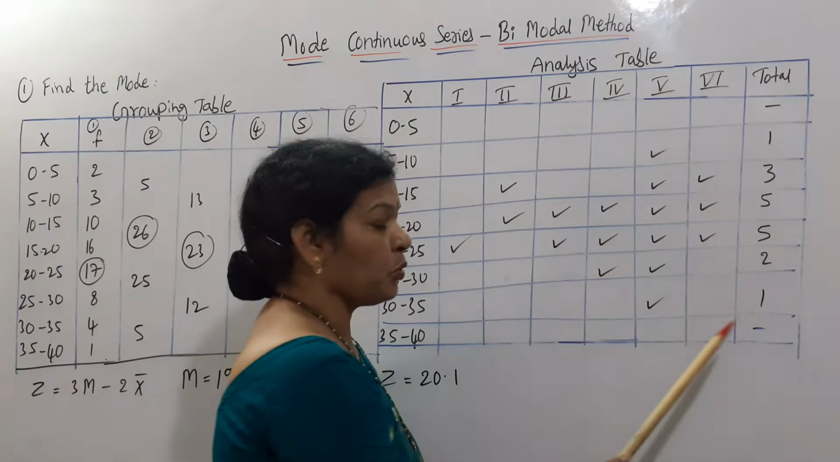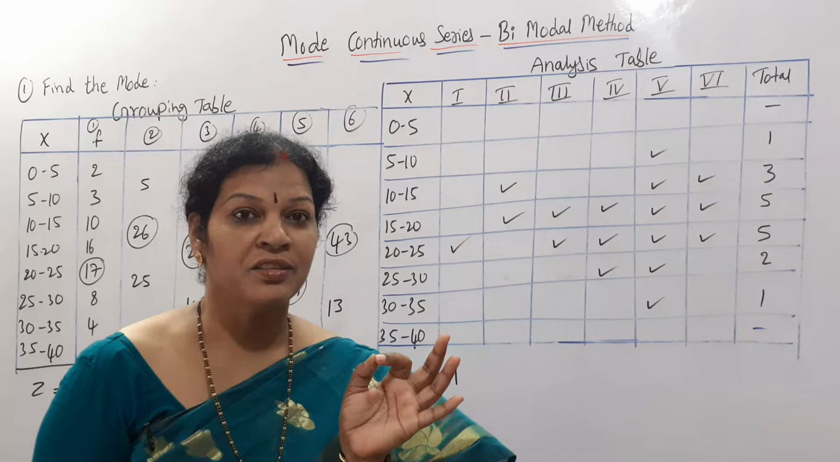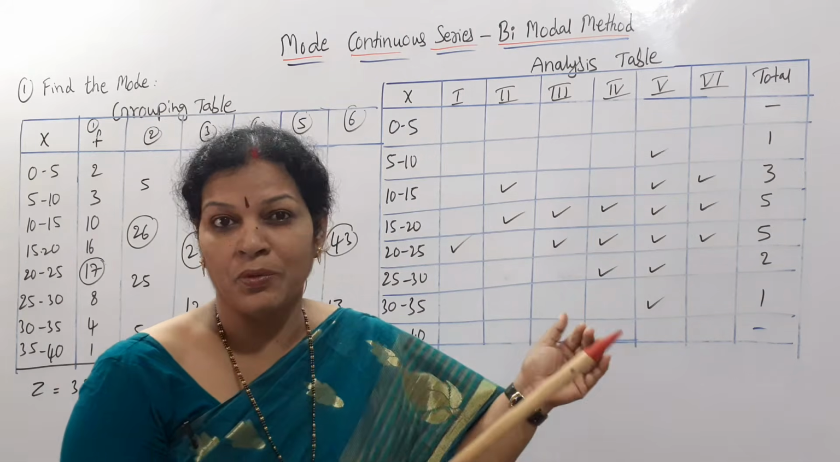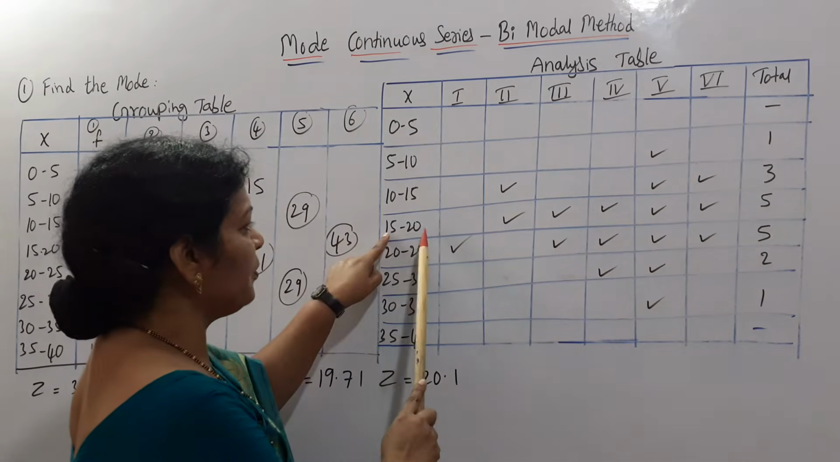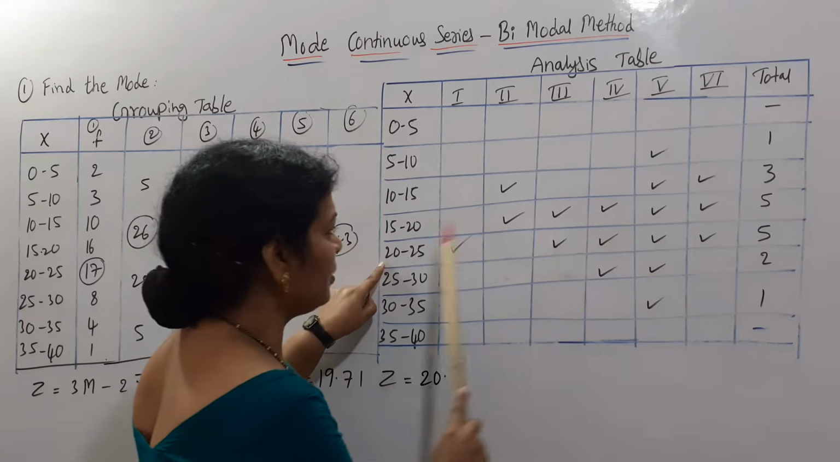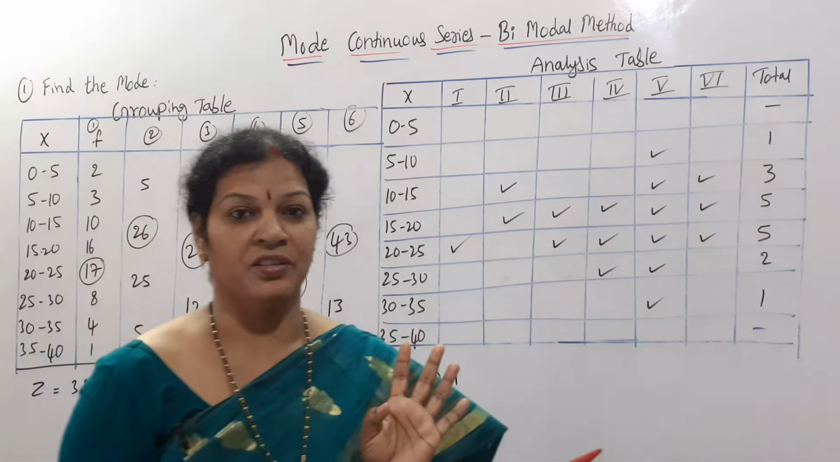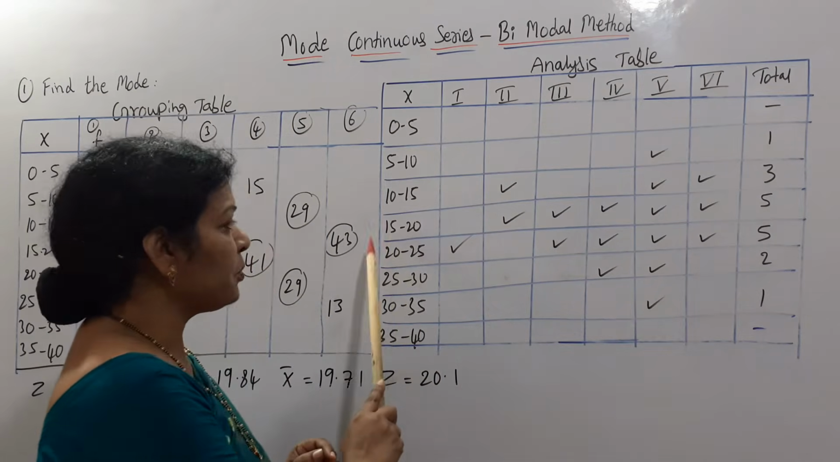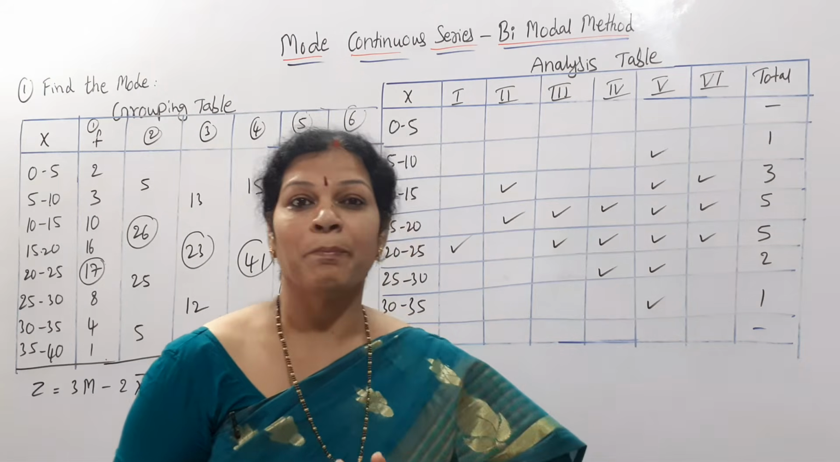Now if you see the total, which one is highest, that you will be taking it, by inspection, as per the grouping analysis table, mode lies in so and so. But now here both the columns, 15 to 20 and 20 to 25, both the class intervals, we have the same equal, highest points. Highest points we have at 15 to 20, 20 to 25. In such a case, we say it is a bimodal method.